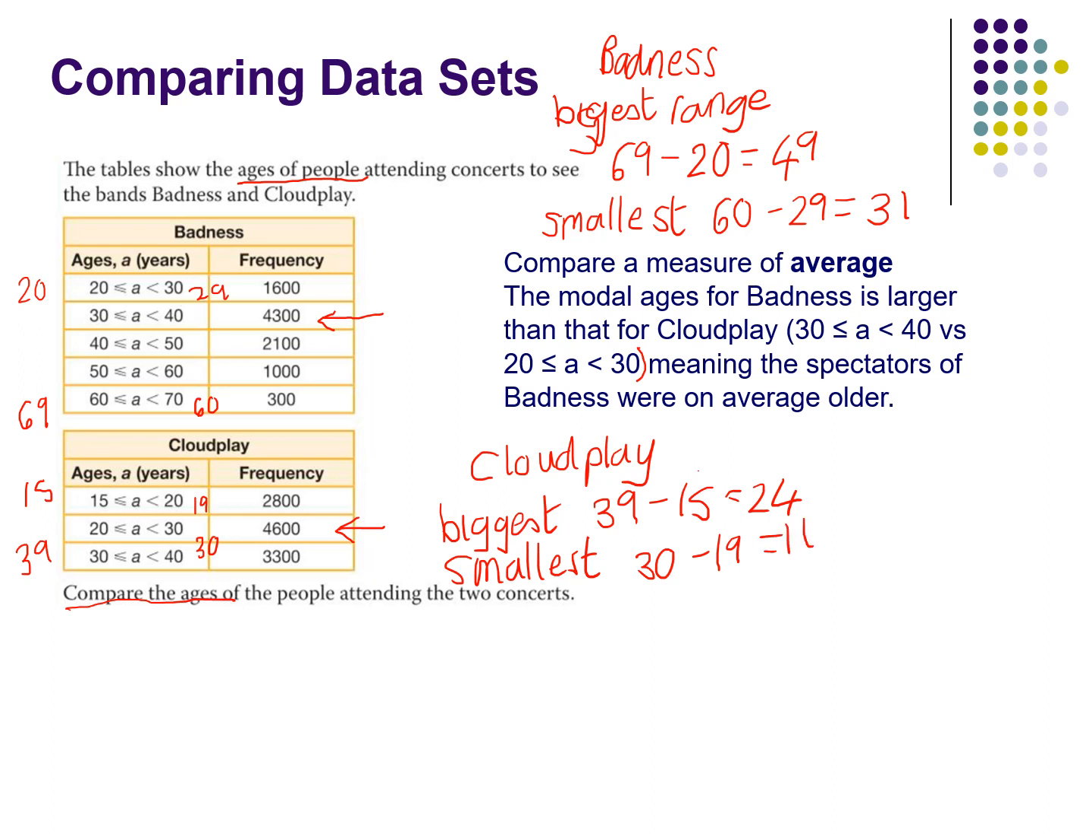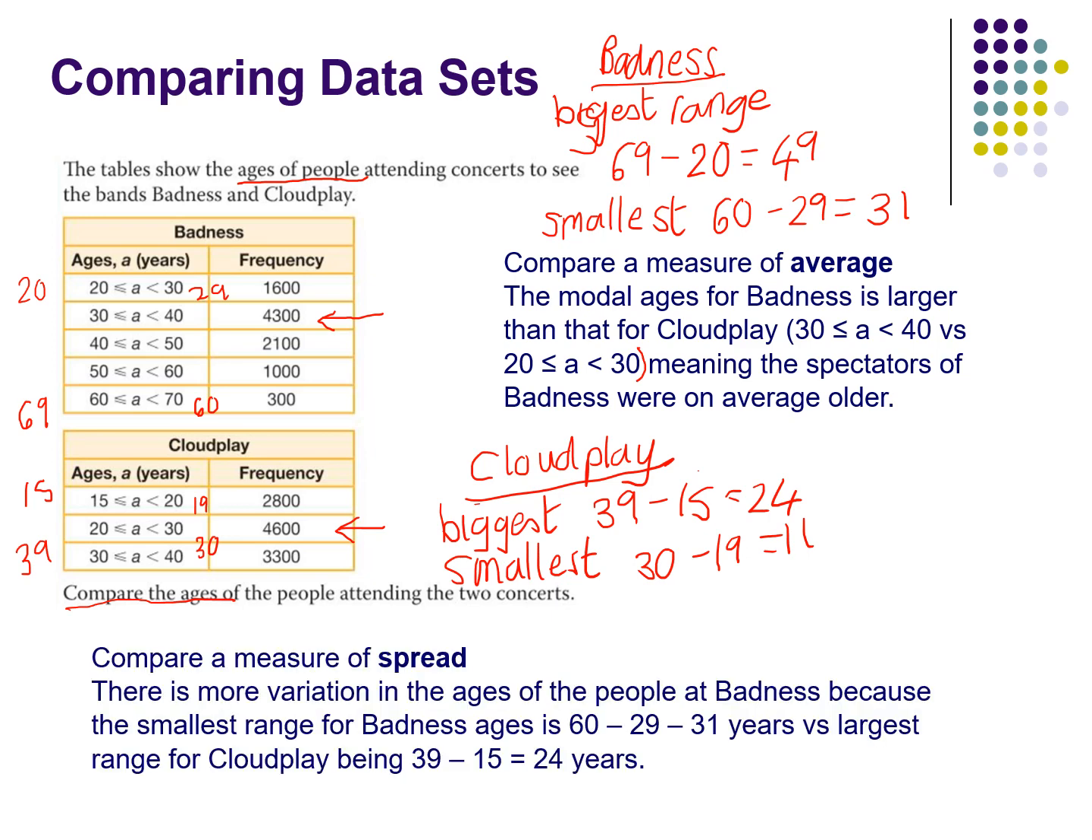But what you can see, even if I consider the biggest or the smallest ranges for each of them, is that badness always has a bigger number than cloud play range. Now, here's the thinking about in context what that means. The badness range is bigger. What does that mean though? That means the ages are more varied or more spread out.